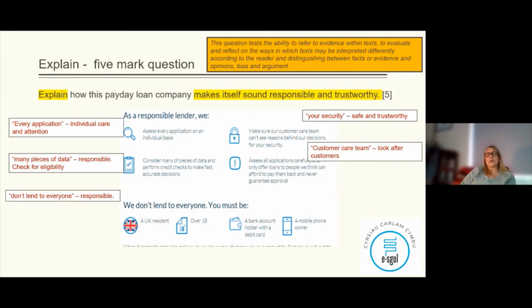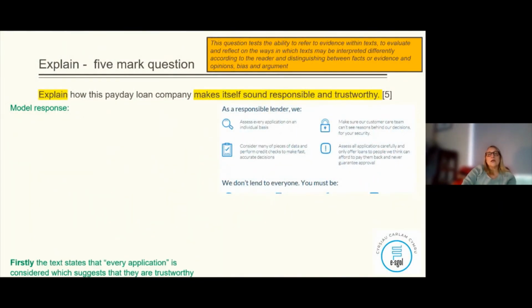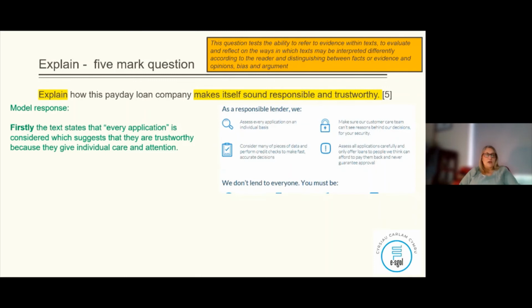So I would highlight the point, I would then annotate. And the reason that I would annotate is when you go and write up your response, it makes it much easier. You can see straight away the quotation that you're looking at and what you're going to write about it. Okay, so here is the response now, a model response. So I would always use a connective at the beginning of my sentence. I'm highlighting the fact that I'm writing 5 different pieces of information. I'm putting those in my response to gain those 5 marks.